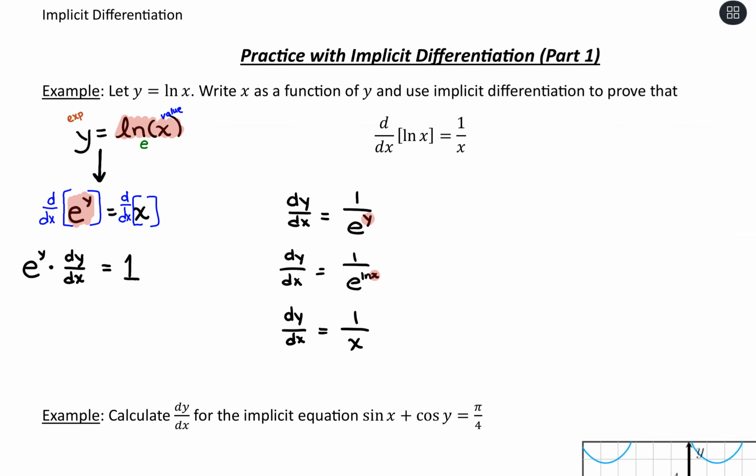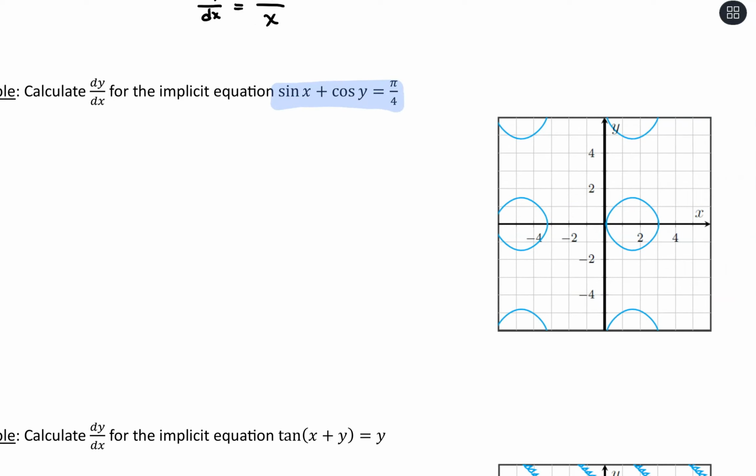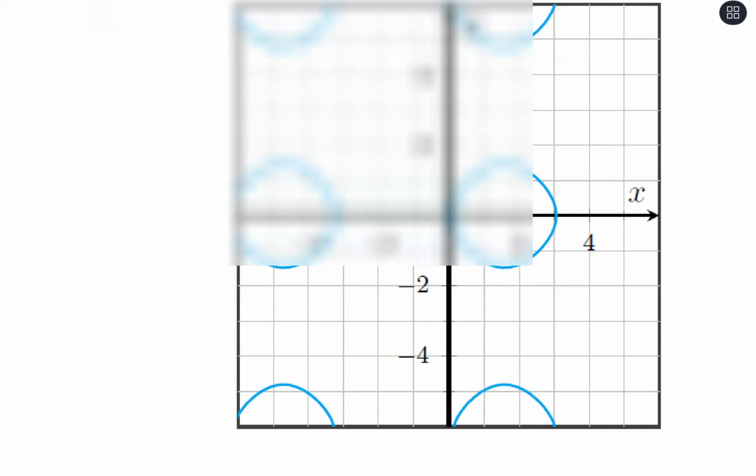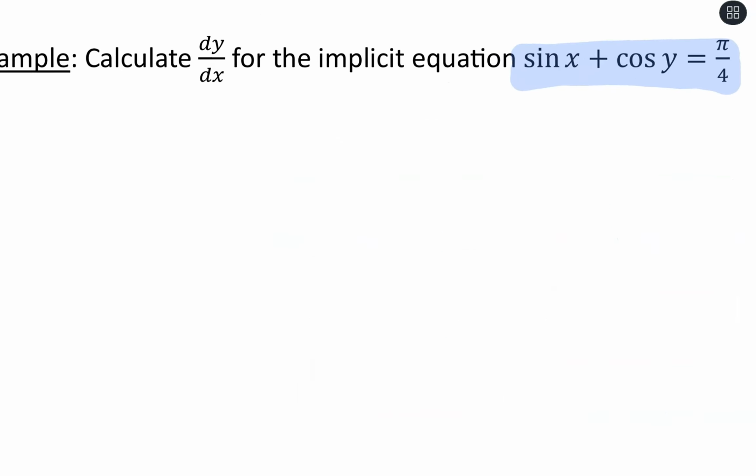Okay, let's look at some more scenarios here. So we have an implicit equation, sine of x plus cosine of y is equal to pi over 4, which gives us this kind of cool graph over here. And how we know this is an implicit equation is that if we're at a value like -4, we can see all these different spots, and they would have different slopes of the tangent lines. So we need implicit differentiation here.